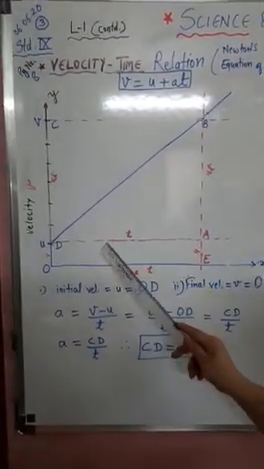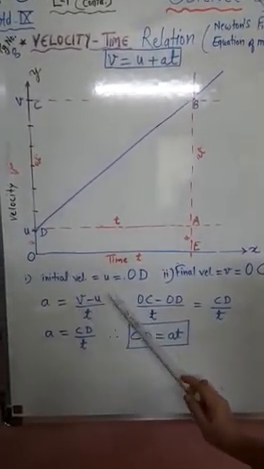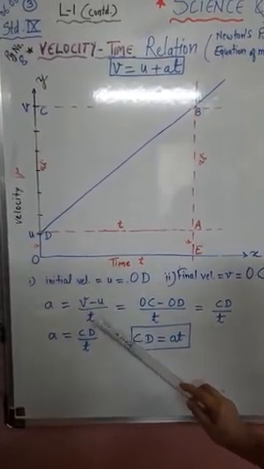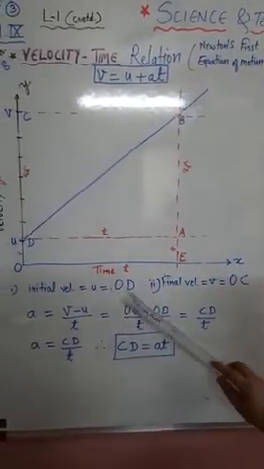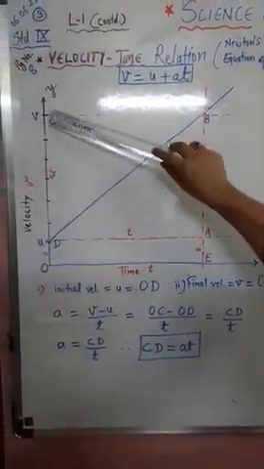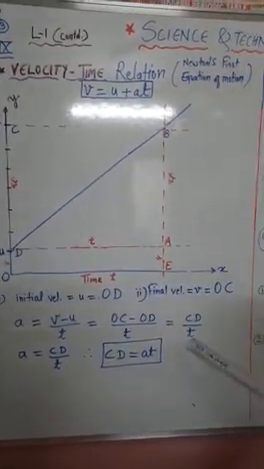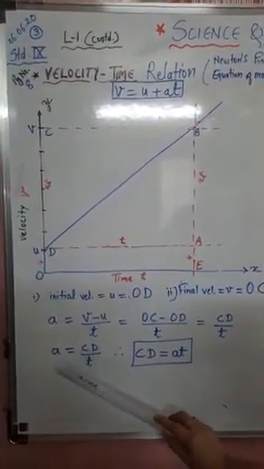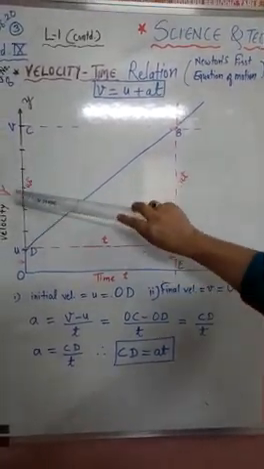Now we have to find the acceleration. We know acceleration is equal to the rate of change of velocity, that is, final velocity minus initial velocity upon time. We put the values. Final velocity is OC and initial velocity is OD, so OC minus OD upon t. But OC minus OD gives CD, so it will be CD upon t. So we get a equal to CD upon t, and thus CD equals at. That means this distance CD is at.